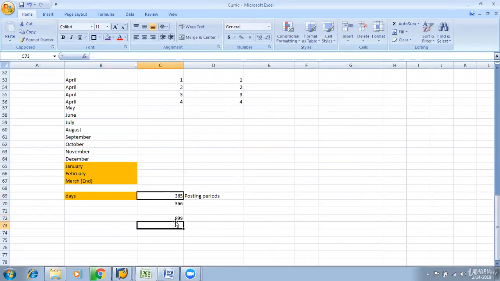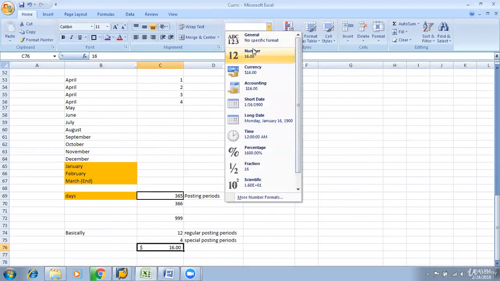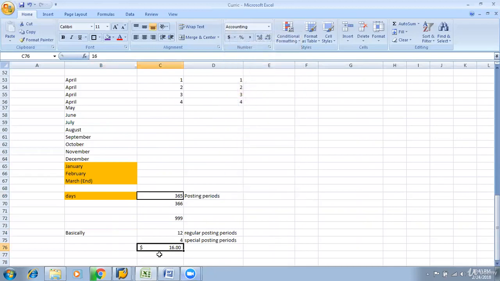This was an interview question where the interviewer asks you how many maximum posting periods you can maintain. It's basically 12 regular posting periods and 4 special posting periods, combining to a total of 16 posting periods.